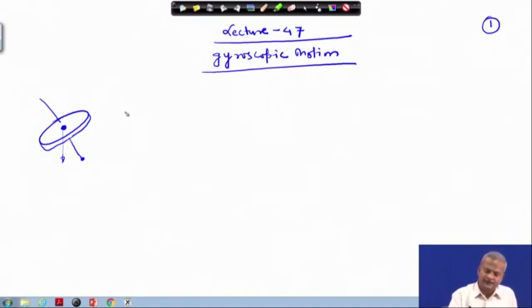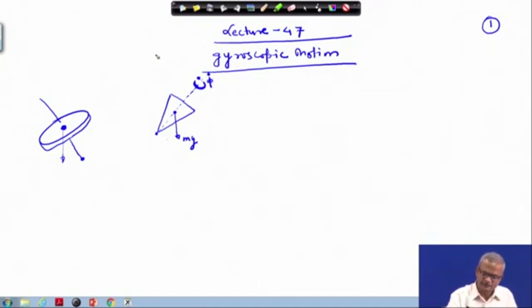For our case, we have taken up that problem where we have a top. It is pivoted about this point by a ball socket joint. This is somewhere the center of mass, and mg is acting downward. It is rotating about this axis at the rate of phi dot.